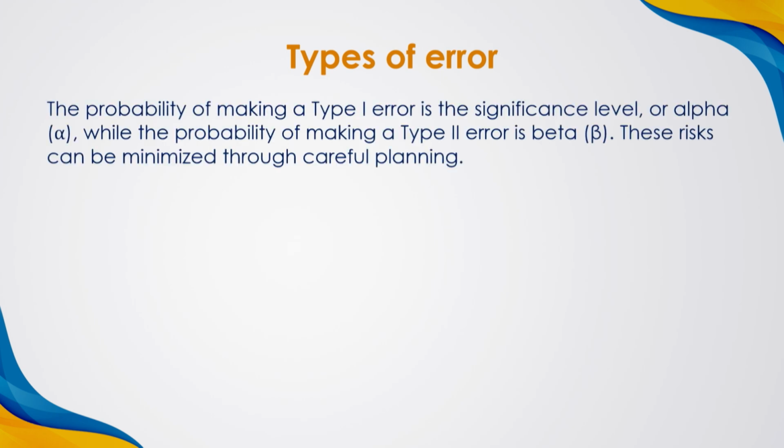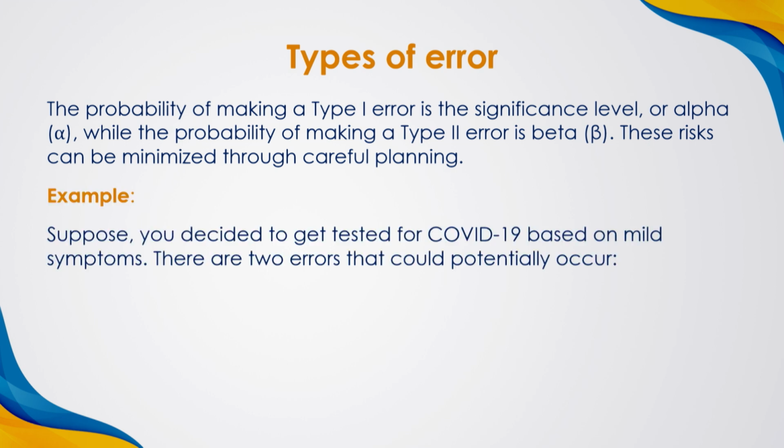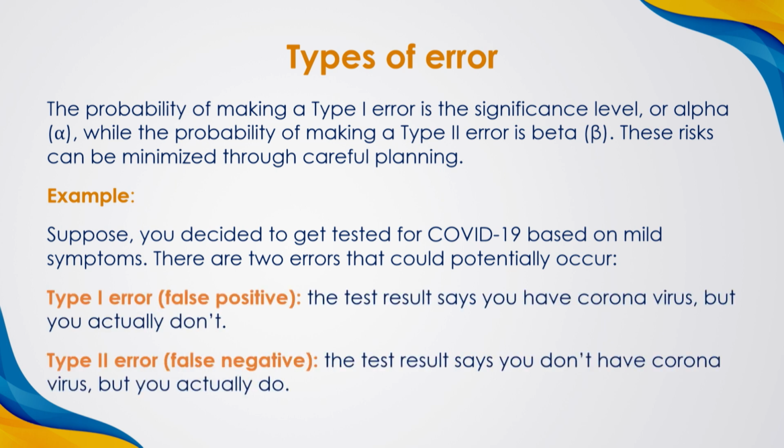Types of errors. The probability of making a type 1 error is the significance level, called alpha, while the probability of making a type 2 error is beta. These risks can be minimized through careful planning. Let us see an example. Suppose you decided to get tested for COVID-19 based on mild symptoms. There are two errors that could potentially occur: type 1 error and type 2 error.